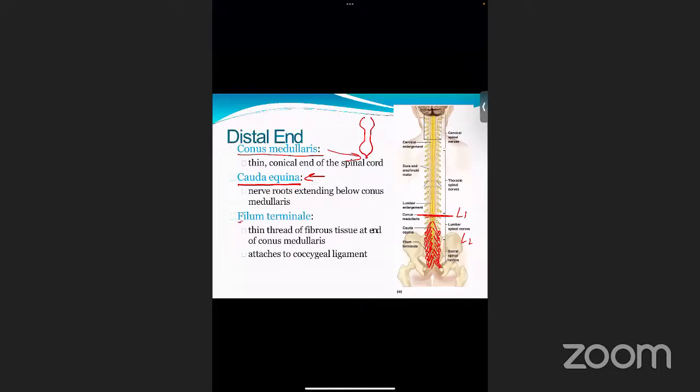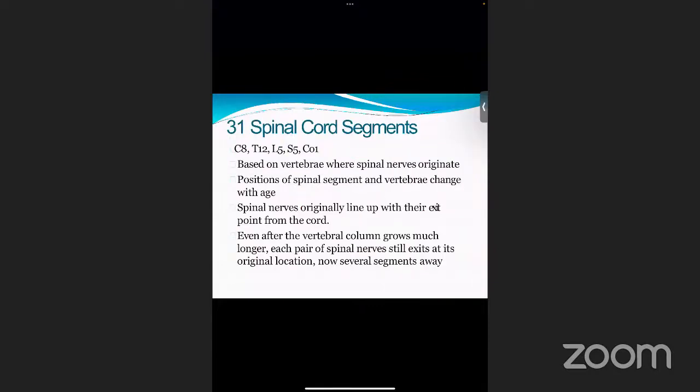Now the filum terminale, we have already discussed that it is nothing but just the modification of the pia mater which is attached at the level of the L1. Pia mater continues downwards and it is attached to the coccyx, the coccygeal ligament. Okay, now coming on to the next slide. So we are now coming to discuss the spinal segments, spinal nerves and the spinal segments.